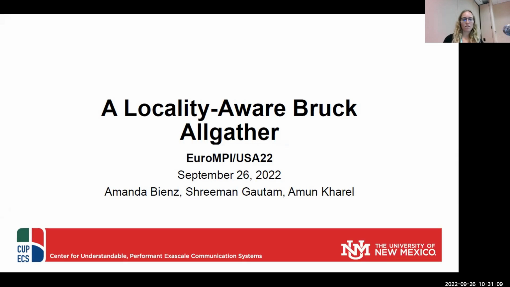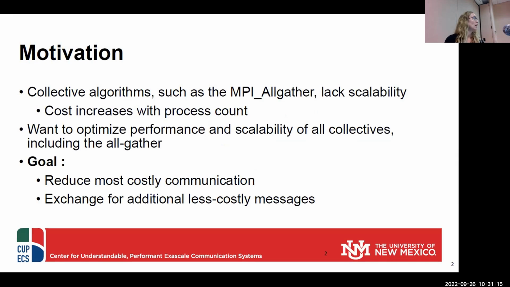Okay, so I'm going to talk about locality-aware collectives, specifically the Bruck Allgather. Just a bit of motivation: collective algorithms such as the MPI Allgather tend to lack scalability, just algorithmically. As you increase the process count, the cost is going to increase. So we want to optimize the performance and the scalability of all collectives, including the Allgather.